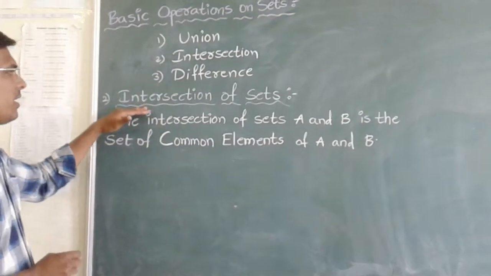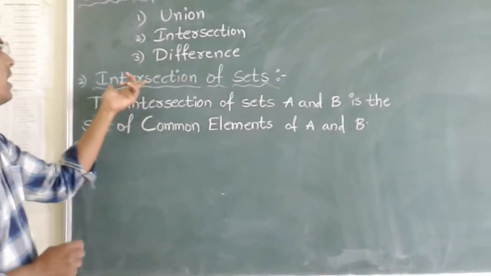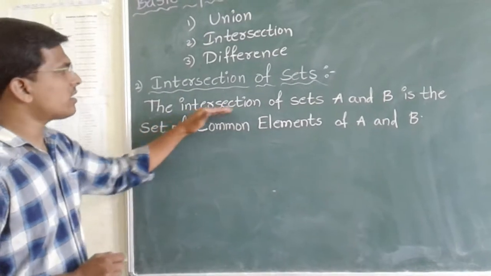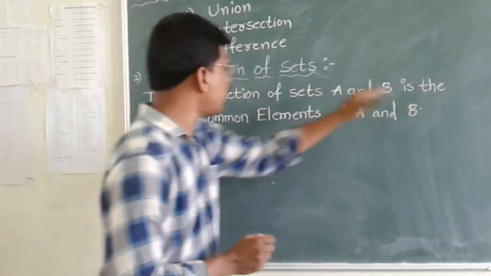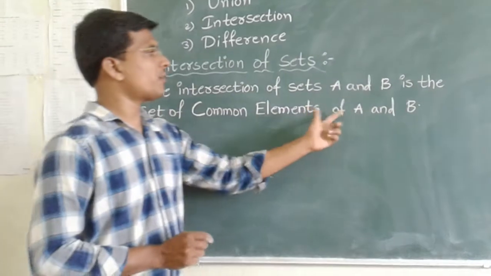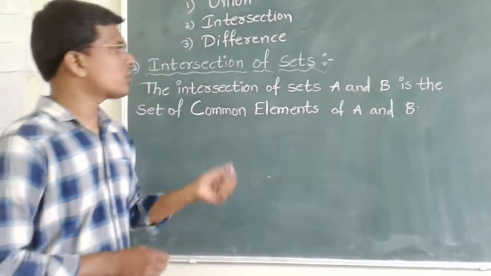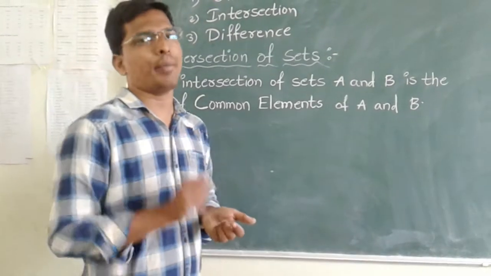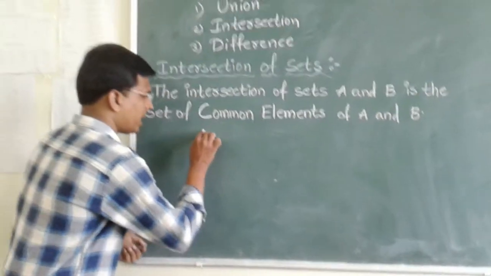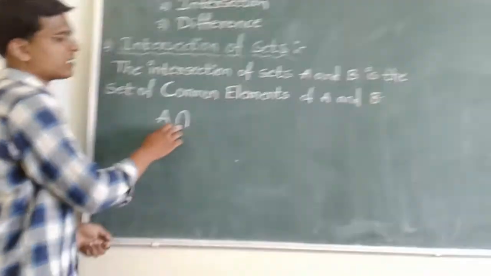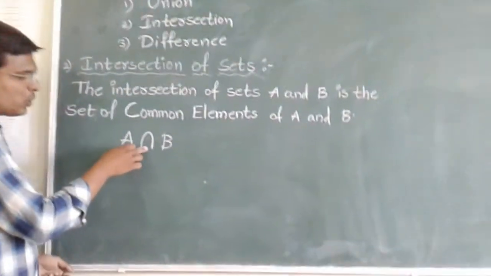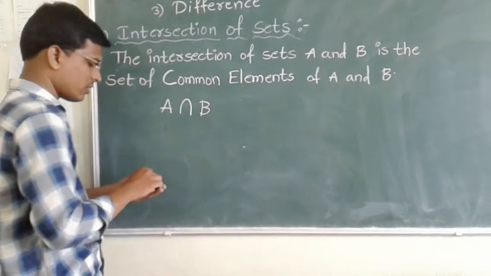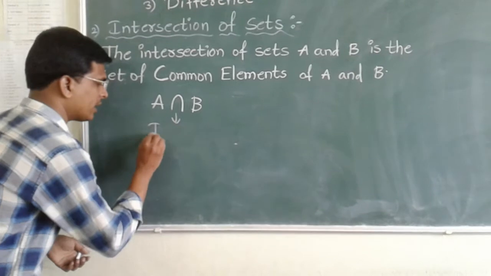Next, the second topic is intersection of sets. So generally, what does intersection mean? Common elements. The intersection of sets A and B is the set of common elements of A and B. So A intersection B is nothing but the common elements of sets A and B. This is the symbol of intersection, the inverted or reverse U.